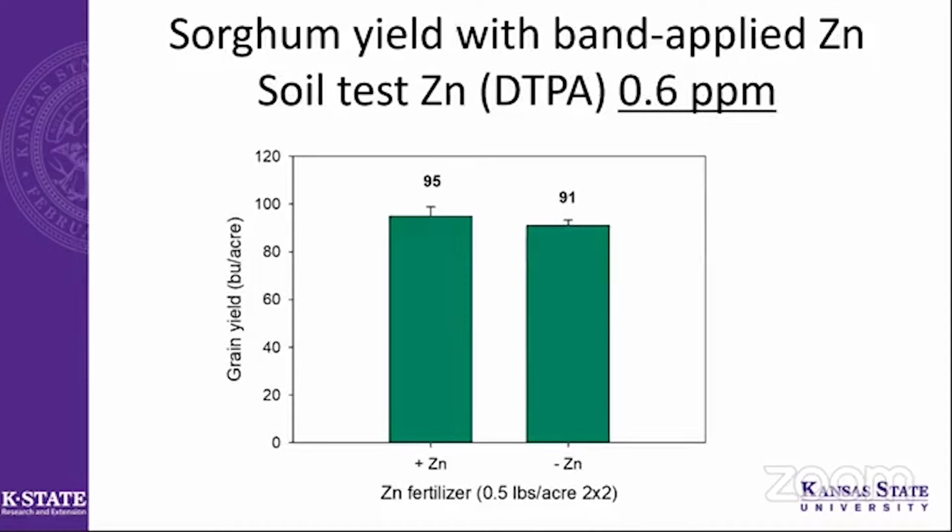In this case, this is a location where we have 0.6 part per million soil test zinc. The critical value is 1 part per million. So anything below 1 part per million, we need to be thinking about zinc application. Based on our data, really we start to see more consistent yield benefit when it gets below 0.7 or so. Okay, so keep that in mind.